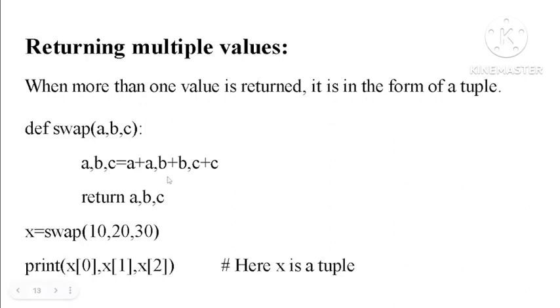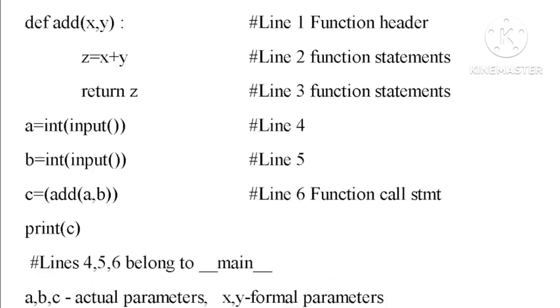So regarding return values, you need not necessarily return a single value, you can return more than one value, which becomes a tuple. Okay, that is an important 1 mark question. The return data type when more than one value is returned is called a tuple. Okay, so this is a sample program.